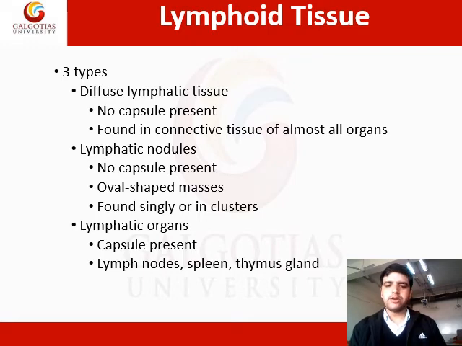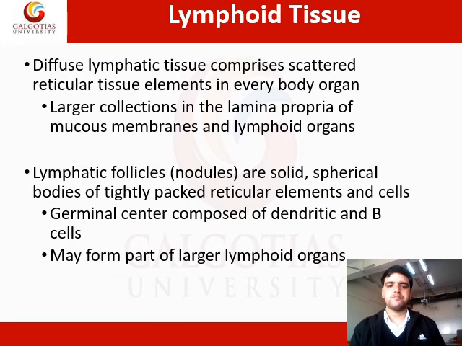Next are lymphatic nodules, in which a capsule is not present, and they are oval-shaped masses. They can be found singly or in clusters within the lymphatic system. Then there are the lymphatic organs, which have capsules and include the lymph node, spleen and thymus gland. The capsules surround the structure where it is located.